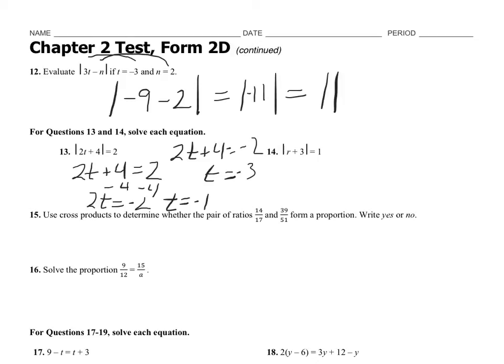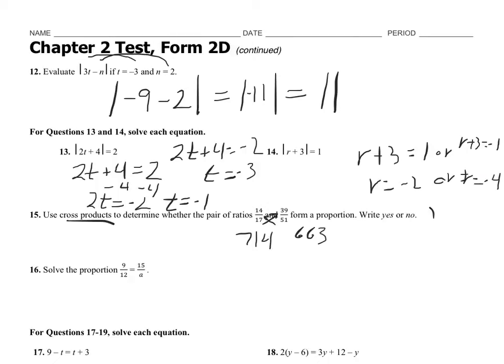Okay, and I'd have to do the same thing on 14. r plus 3 is equal to 1, or r plus 3 equals negative 1. Okay, subtracting the 3, r equals negative 2, or r equals negative 4. Okay, now 15, determine whether the two ratios form a proportion. Well, it tells you to use the cross product. Well, I'm just going to multiply straight across. 51 times 14 is 714. 17 times 39 is 663, so this is simply a no. They are not proportional, otherwise they should have come out to the same number.